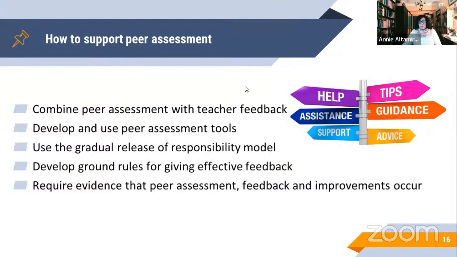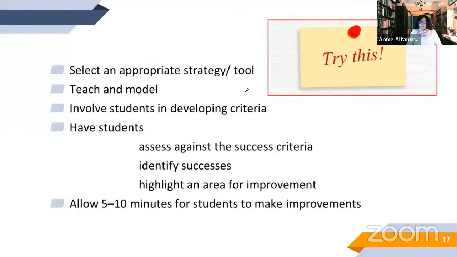Also, as I mentioned before, require evidence that assessment, feedback, and improvements occur. Select appropriate strategies or tools. As I mentioned before, there are lots of things here: creating checklists, rubrics, templates. Teach and model. Also, involve the students in developing criteria.